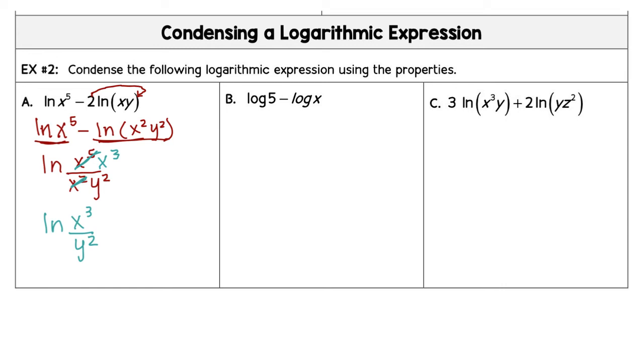Okay. Moving on to the next one, part B. There's really nothing to move up, no exponents out to the front or anything like that. So this one, just condensing it, you're going to have log. This term is positive, so the 5 goes on top. This term is negative, so the x goes on bottom. So it's log 5 over x.